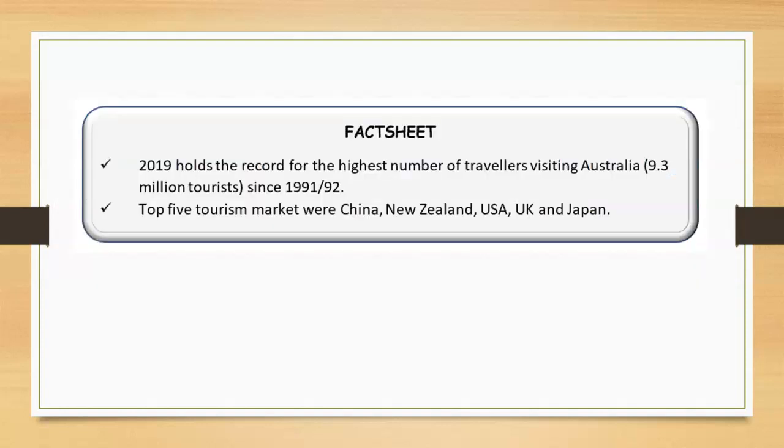Okay, now again, I'm going to show you one real life example. In 2019, Australia hosted the highest number of travelers since 1991-92. And where do the tourists come from? Mainly China, New Zealand, US, UK, and Japan. Okay, so this is a real life example that you can always use in your answers.